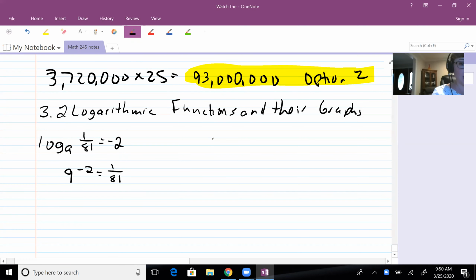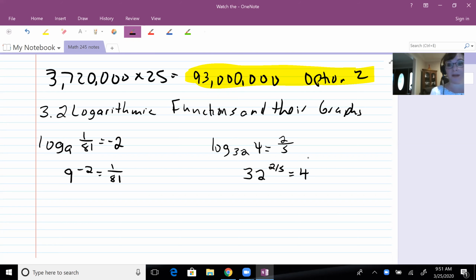Let's say we've got log base 32 of 4 equals 2/5. If we're going to write this exponentially, we take the base of the logarithm, we raise it to the power over on the right-hand side, and it's set back equal to the number on the left. Again, you can use your calculator. You can double check the arithmetic, but 32 to the 2/5 power is indeed 4.